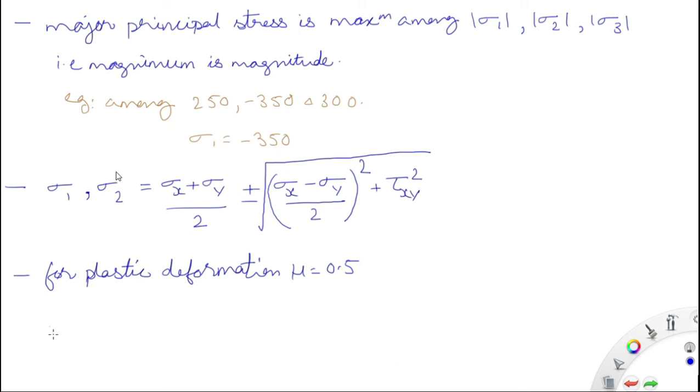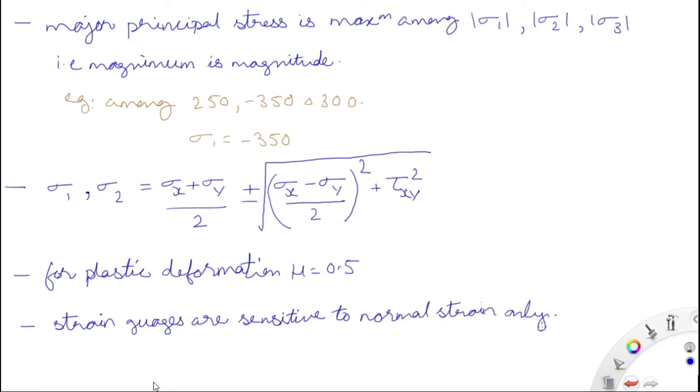Now for plastic deformation, Poisson's ratio is equal to 0.5. In any question, if you have to find the plastic deformation, the Poisson's ratio is 0.5, where mu is the Poisson's ratio. Strain gauges are sensitive to normal strain only. For example, for pure torsion, sigma 1 is equal to tau and sigma 2 is equal to minus tau.